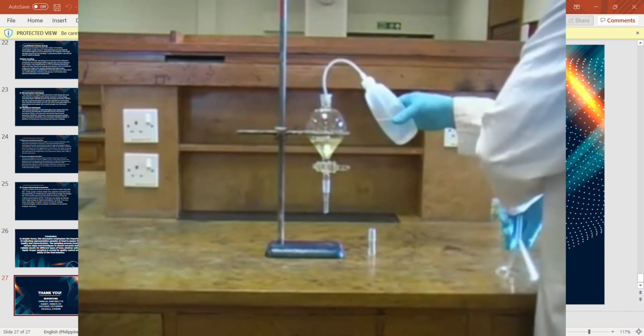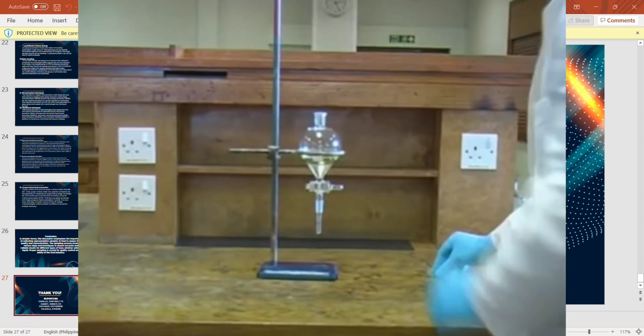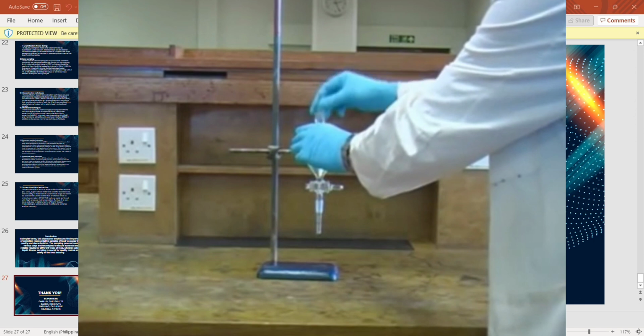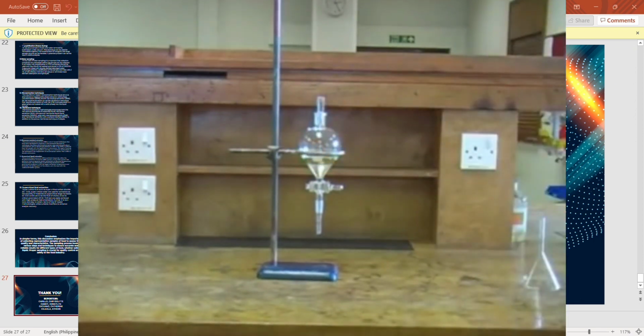It's important that you pay attention to your script, which may specify a different solvent and a particular volume that you need to work with. Next, you need to place a stopper in the neck of the separating funnel, and you must ensure that you don't allow this to fall out at any point while you're handling the apparatus.